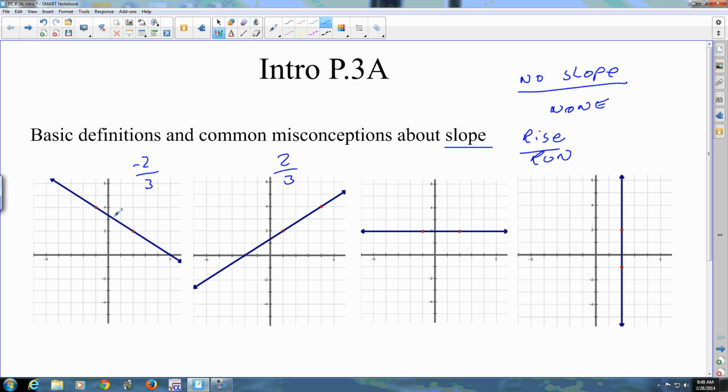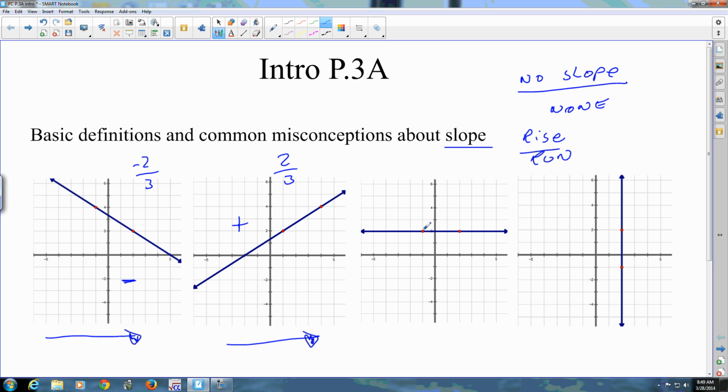All lines that go down, as you read from the left side of the graph to the right side of the graph, all lines that go down are going to have a negative slope. Always. All lines that go up from left to right are going to have a positive slope. So it's something that you have to have committed to memory. That has to be something that's intuitive. It has to be something that you recognize readily, quickly, without hesitation.